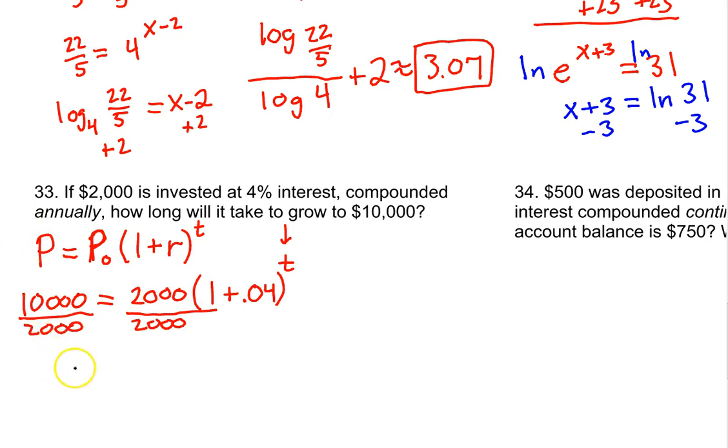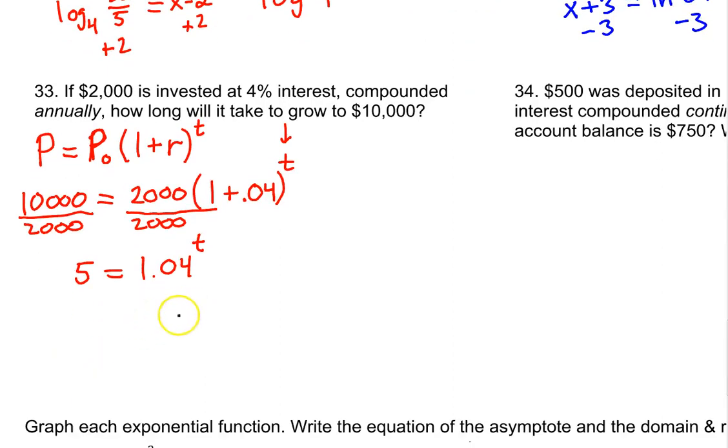So 10,000 divided by 2,000 is 5, which basically says how long does it take at 4% to have 5 times as much money? To go from 2,000 to $10,000, that means we increase it 5-fold. And we can use just our logarithm know-how here. So the base is 1.04, right? The exponent is t. So then just use the change of base formula.